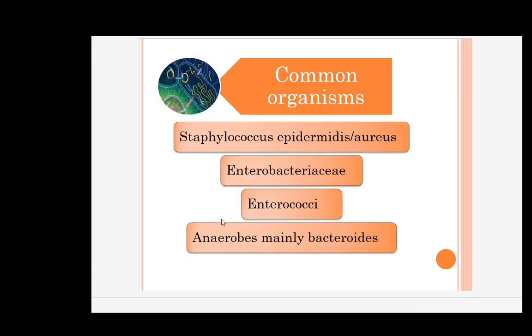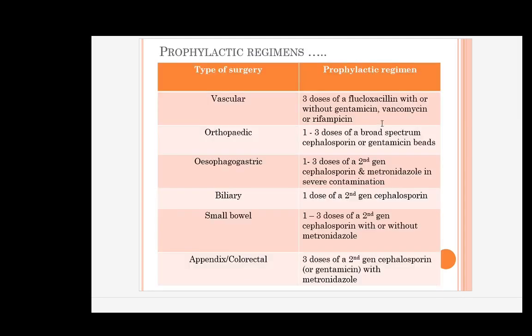So this is just what I told you, the common organisms that we encounter in different areas. Here, for the prophylactic, you need not remember everything, but this is just to give you a basic idea. Whenever we are doing vascular surgeries, we usually prefer something like 3 doses of flucloxacillin, and along with that we probably add one gentamicin and vancomycin.